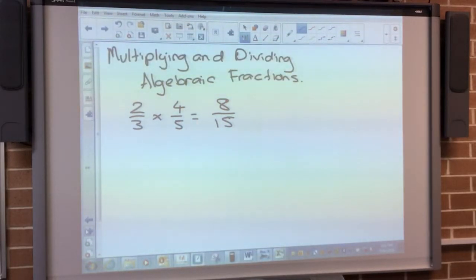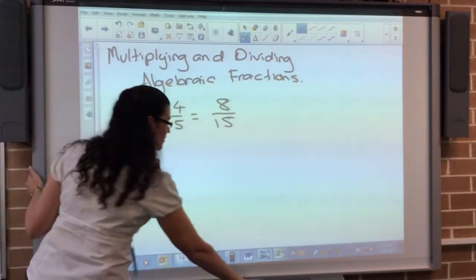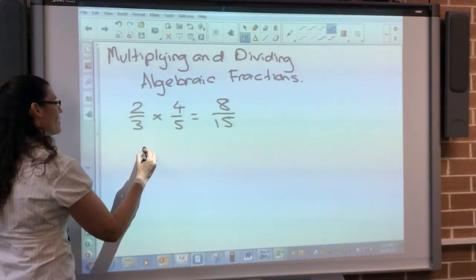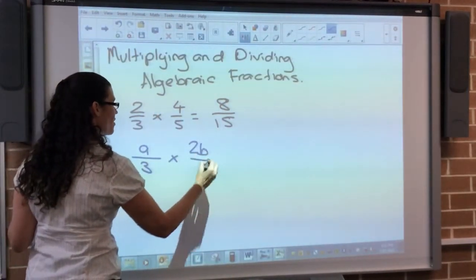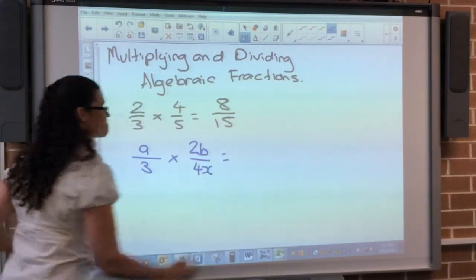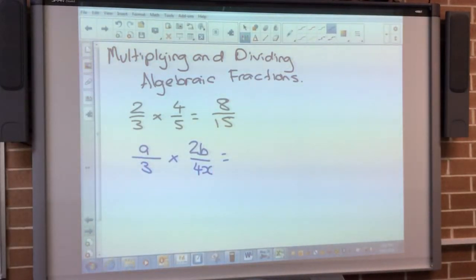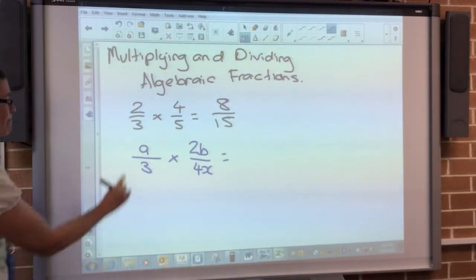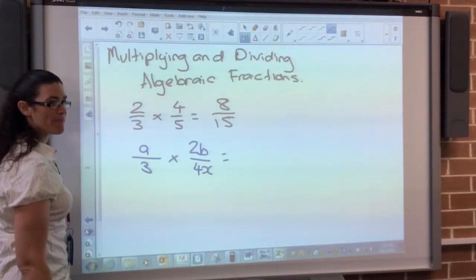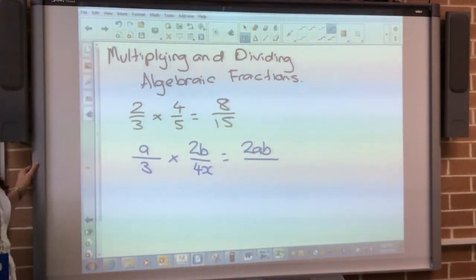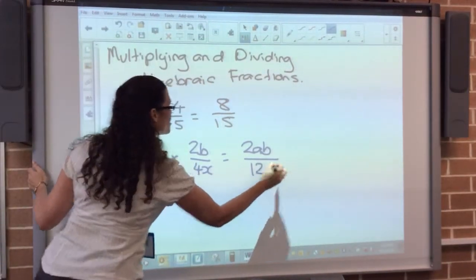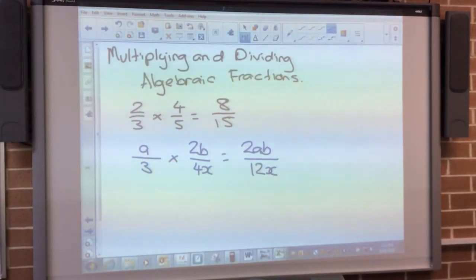All right, it's the same for algebra. So if I had, for example, a over 3 times 2b over 4x. What do you think the answer is going to be? Start with the numerators, I multiply them, what do I get? 2ab, well done, over 12x. So when you are multiplying fractions, you just multiply the tops and multiply the bottoms. The rule doesn't change just because there's letters there.